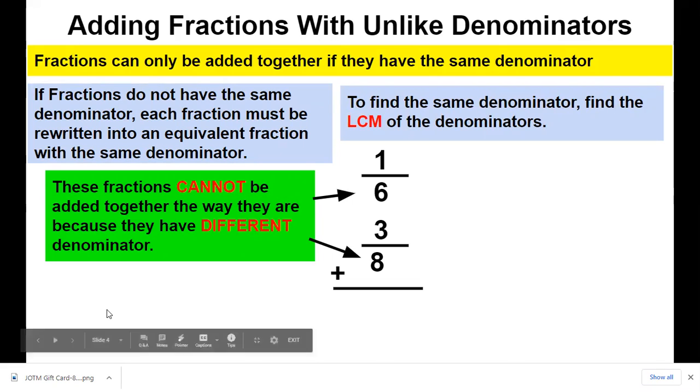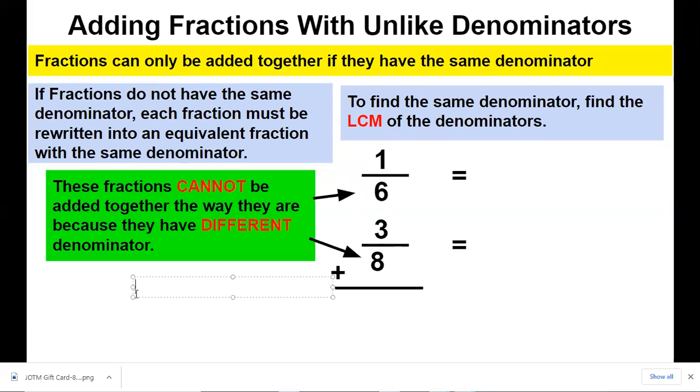So let's list them. Count by 6s. 6, 12, 18, 24, 30. I don't know, I might have to go further, but we're going to find out. So now let's count by 8, see if we can get a match. 8, 16, 24. Oh, I can stop. I have a match. So I notice that I have 24 and 24, my first match.